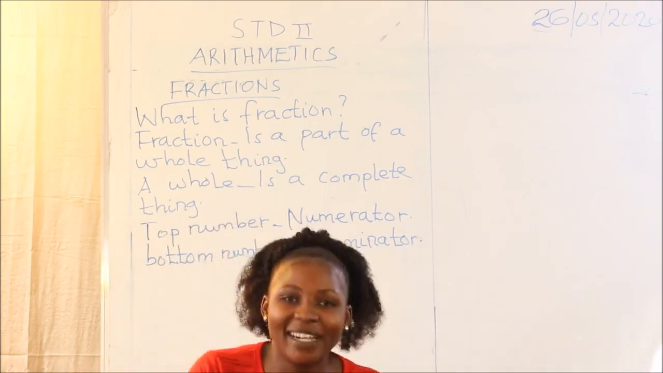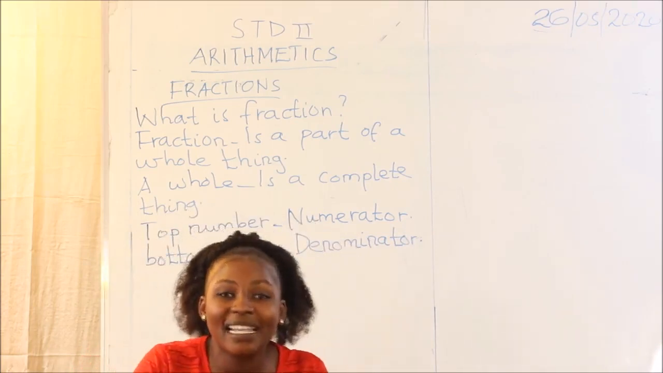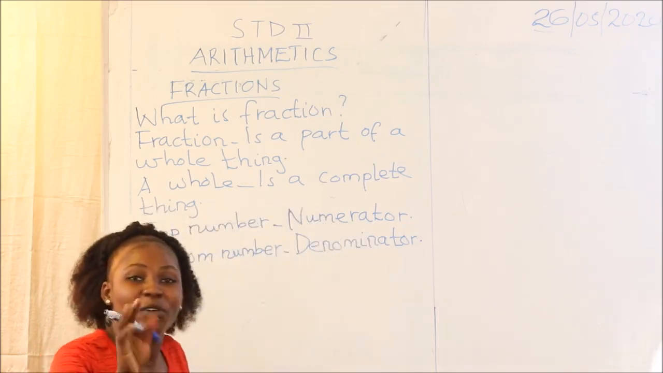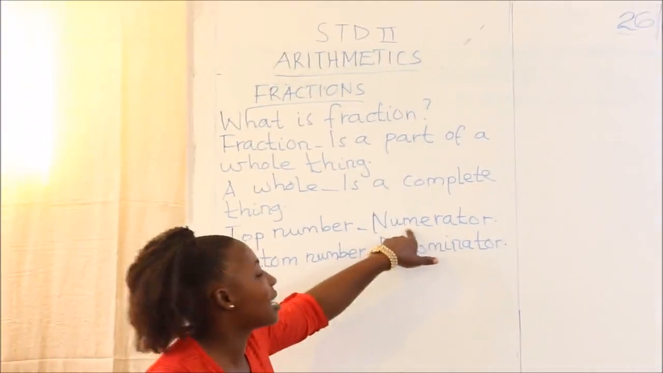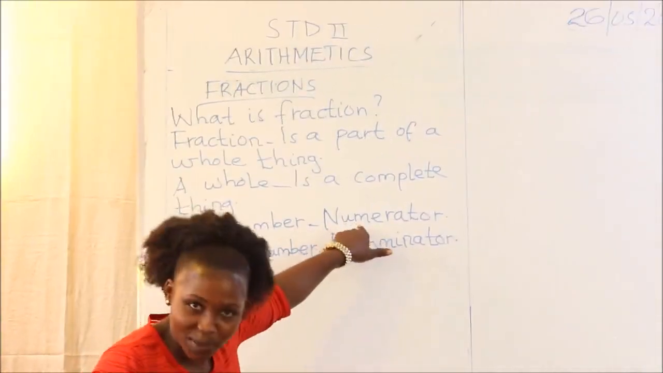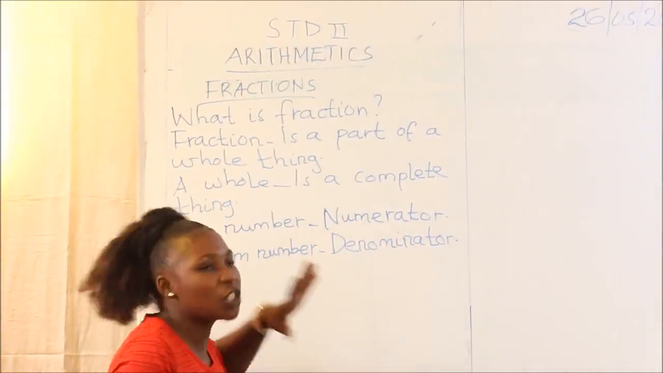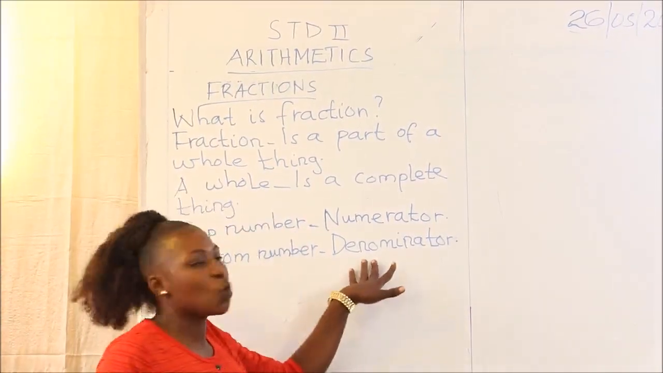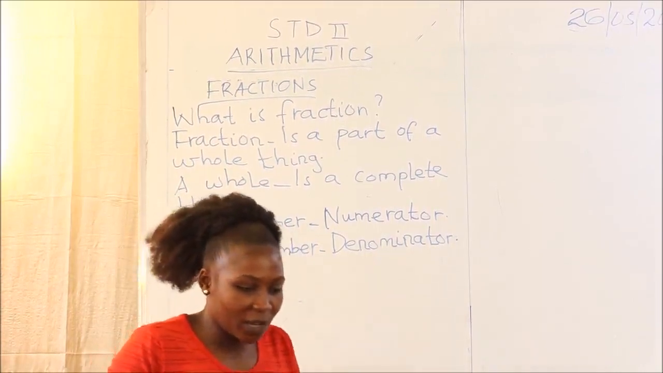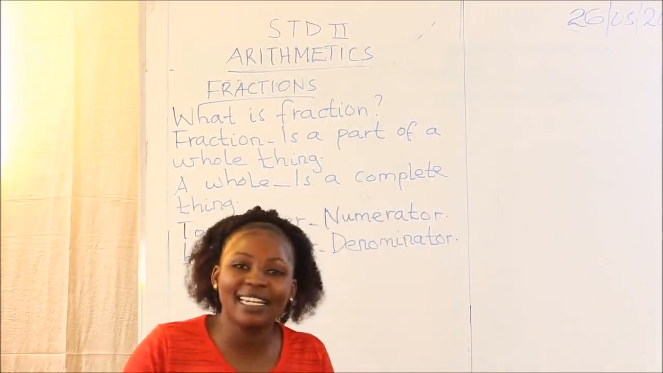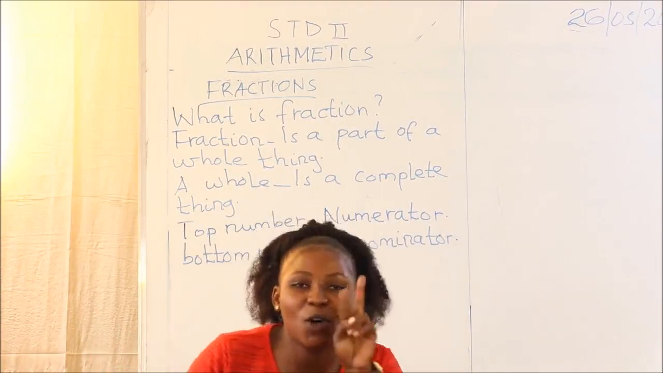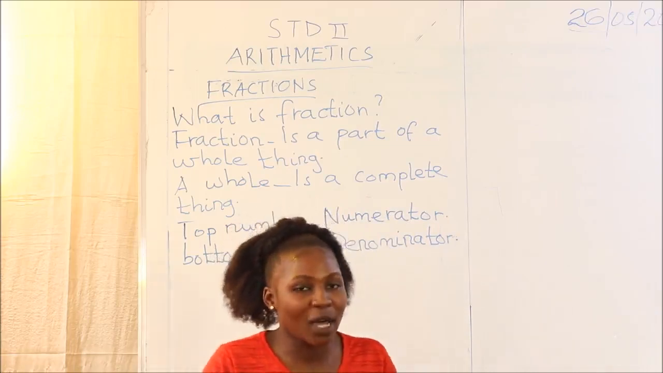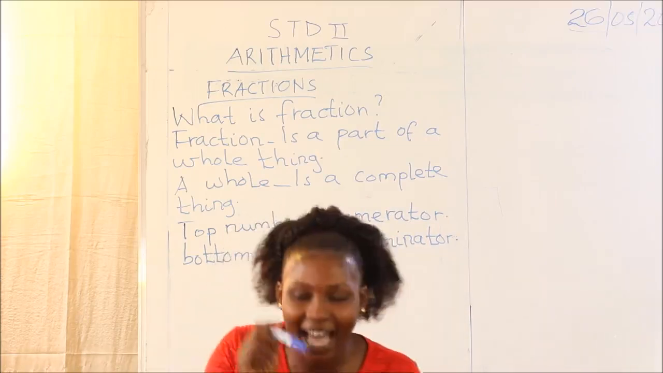When we're talking about the numerator, we are talking about the part removed from a whole thing. But when you're talking about the total number of equal divided parts, that is what refers to the denominator. For instance, when you decide to divide a whole into two equal parts, we are supposed to have the fraction known as a half.